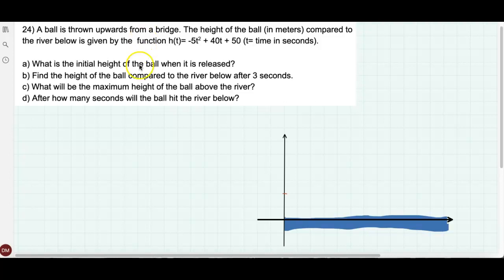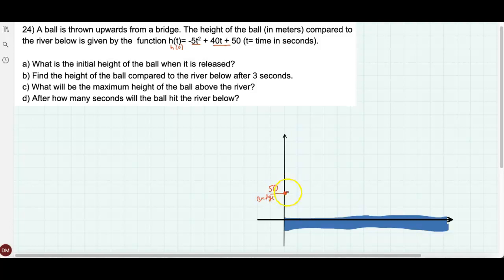So the question's asking, what's the initial height of the ball when it's released? Well, that's at the bridge. So we won't count the height of the person, but we'll just put the height of the bridge in that spot there. So right here, what would the height be? That would be at 0 time. So h of 0, right? If we substitute 0 here and here, that's just 0. So we have 50. And we also know that in standard form, the constant is our y-intercept. So this is our 50 meters. This is the bridge right here.